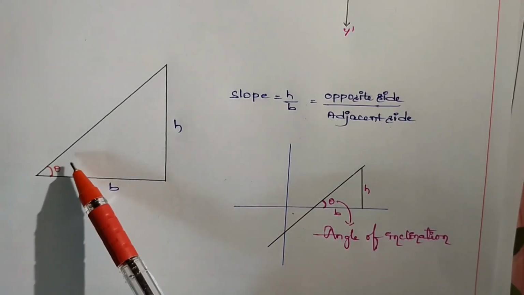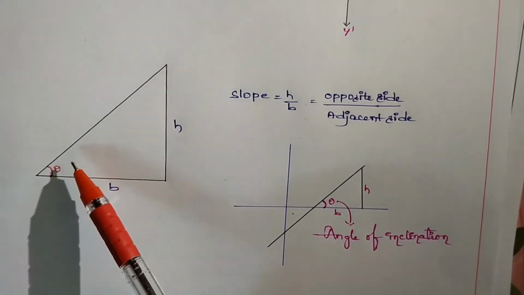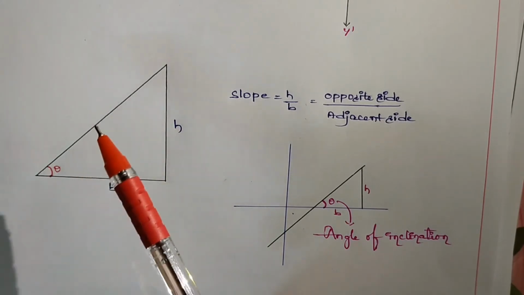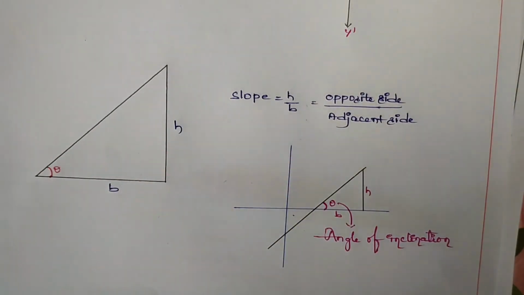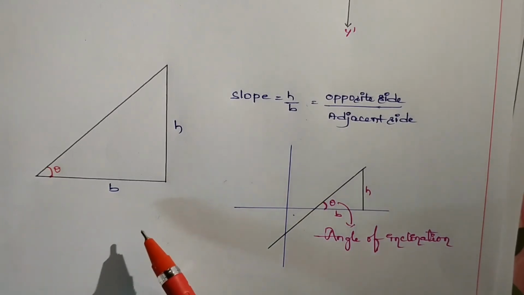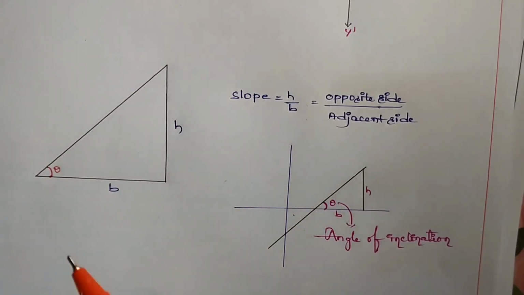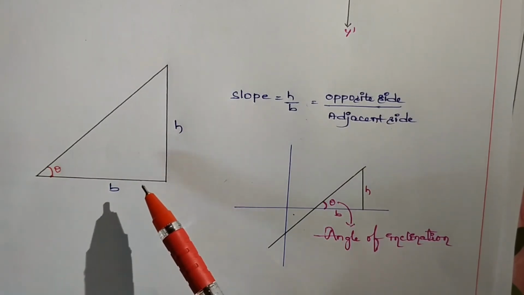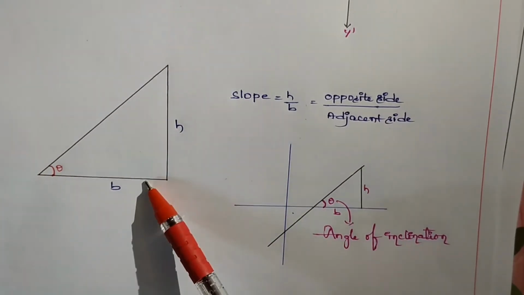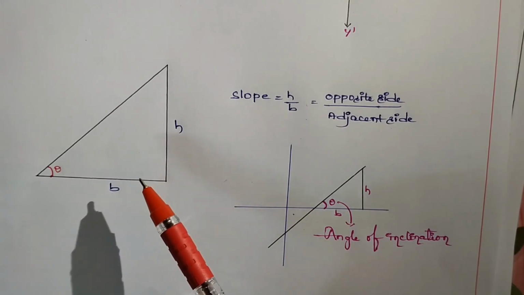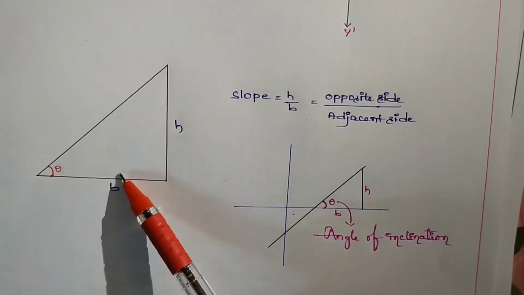Here theta is one of the acute angles. It may be 30 degrees, 40 degrees, 50 degrees, up to 90 degrees, meaning an angle whose measure is more than 0 degrees but less than 90 degrees is nothing but an acute angle. Here the angle can be specified by using the slope. This ratio in geometry is referred to as tangent. So the slope of a straight line is the tangent.